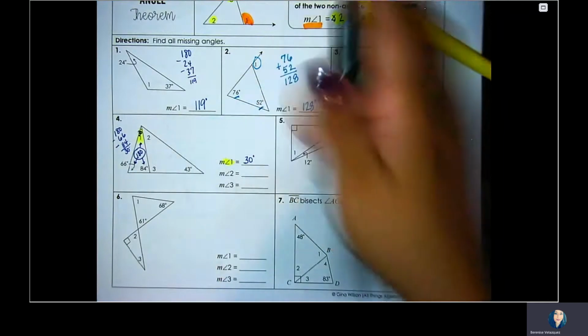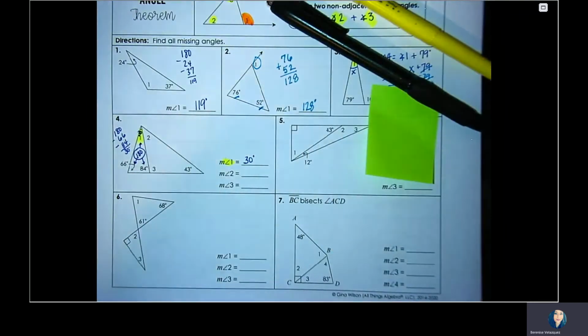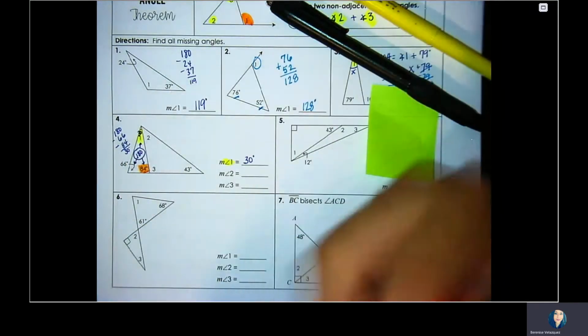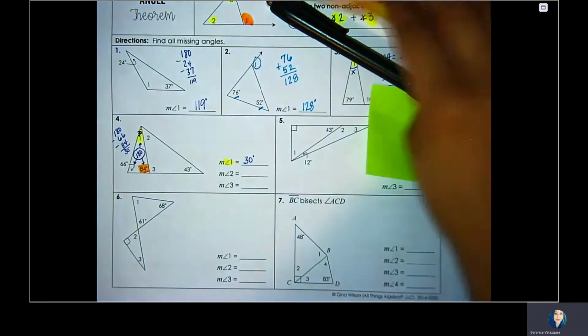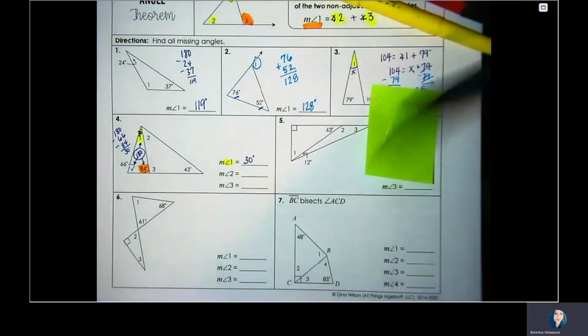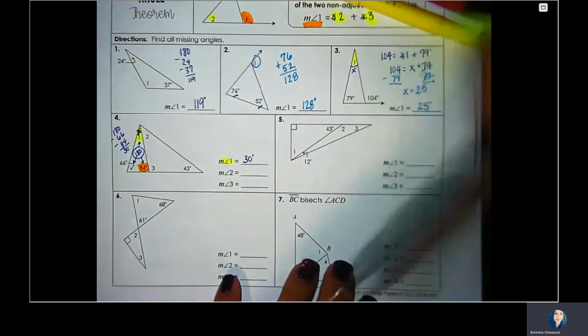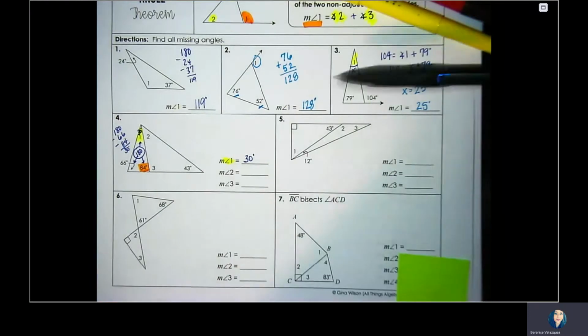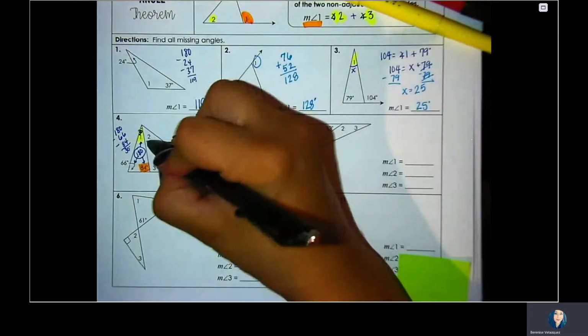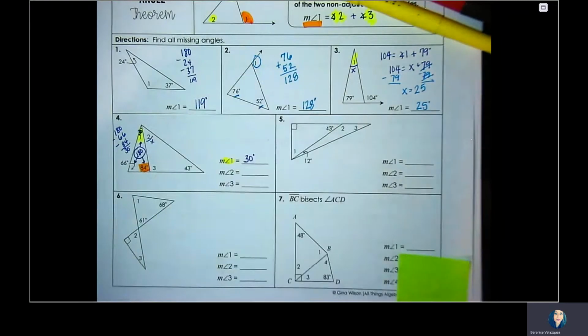I have both. But if you remember, we have something on the outside. We have an 84, which is an exterior angle. Now, this is not the only way to solve this one, but there are several ways. But the first thing I'm going to do is solve for angle 2 by doing what we did in this one here. We're going to let angle 2 be x.